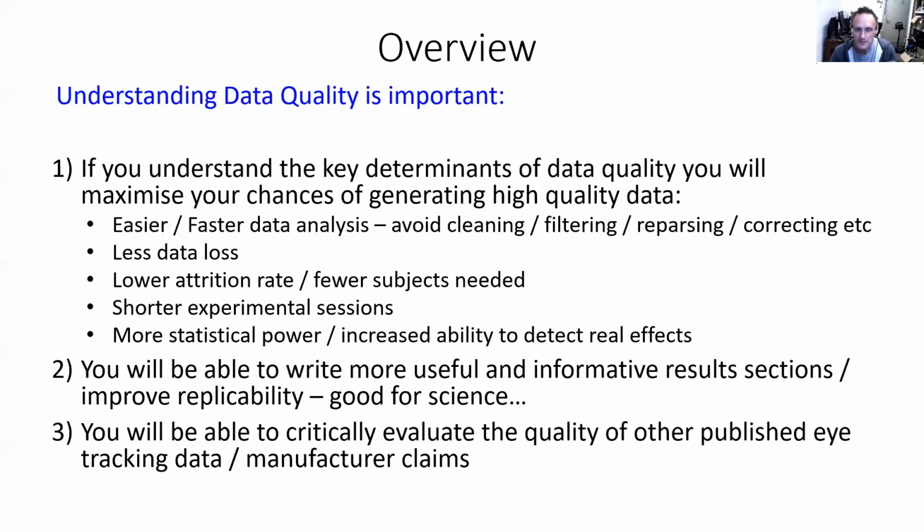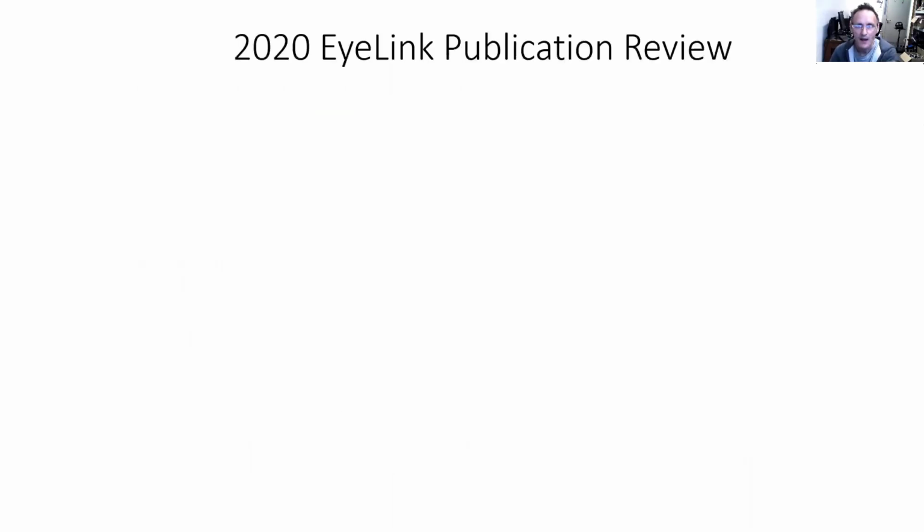And finally, if you understand what data quality is, you'll be able to critically evaluate the claims about data quality that other researchers who are publishing eye tracking data are making, and even that other manufacturers are making about their eye trackers. It's always good in science to be cynical and questioning, and it's good to be able to have the tools with which to do that. So that's really what I'm trying to get across in this satellite event. I want to return to that second point briefly about being able to measure and report eye tracking data quality being a good thing for science in general.